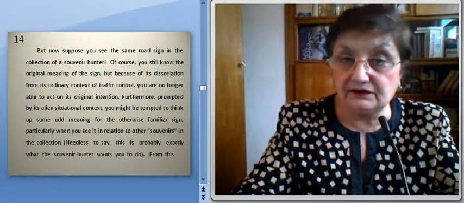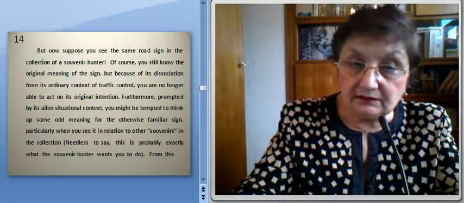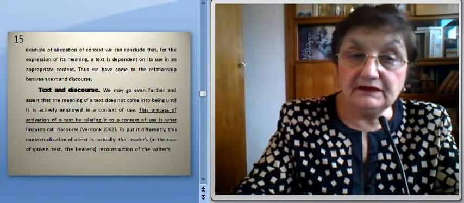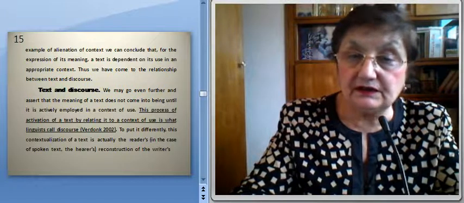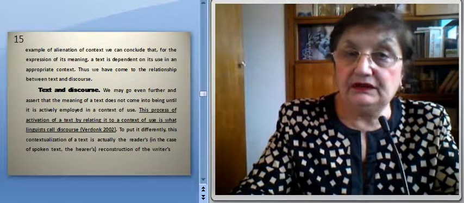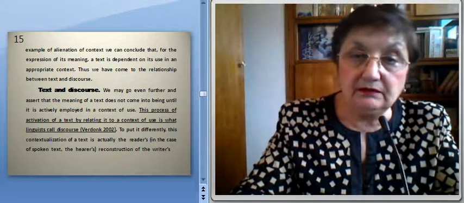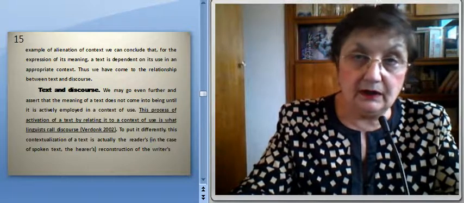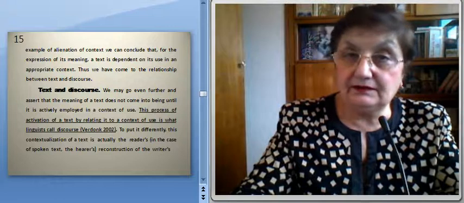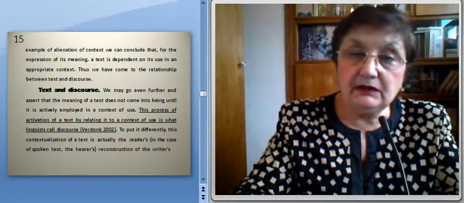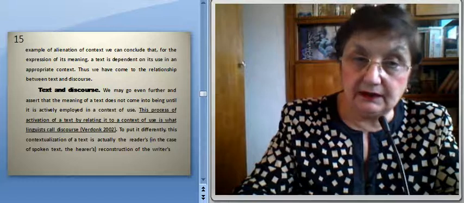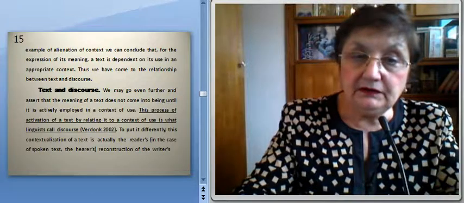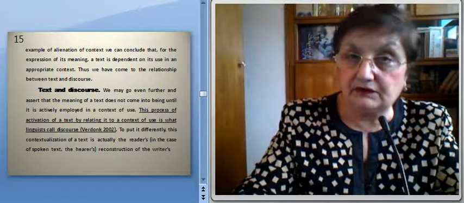From this example of alienation of context, we can conclude that for the expression of its meaning, a text is dependent on its use in an appropriate context. Thus, we have come to the relationship between text and discourse. We may even go further and assert that the meaning of a text does not come into being until it is actively employed in a context of use.